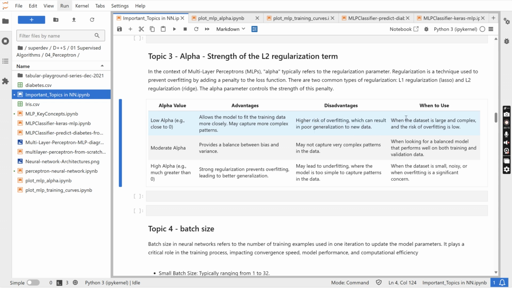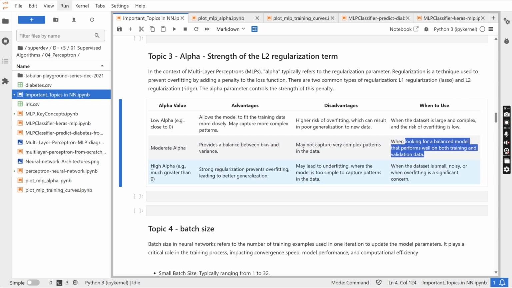So you should use it when you see the overfitting chances are very low. Moderate alpha provides a balance between bias and variance. It may not capture complex patterns, but it will work well on both training and validation data.